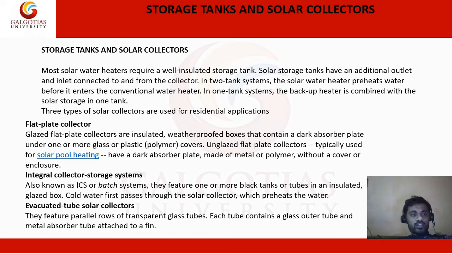The third one is the evacuated tube solar collectors. They contain a glass outer tube and a metal absorber tube attached to a fin. The fin's coating absorbs the solar energy but inhibits the radiative heat losses. These collectors are used more frequently for United States commercial applications.